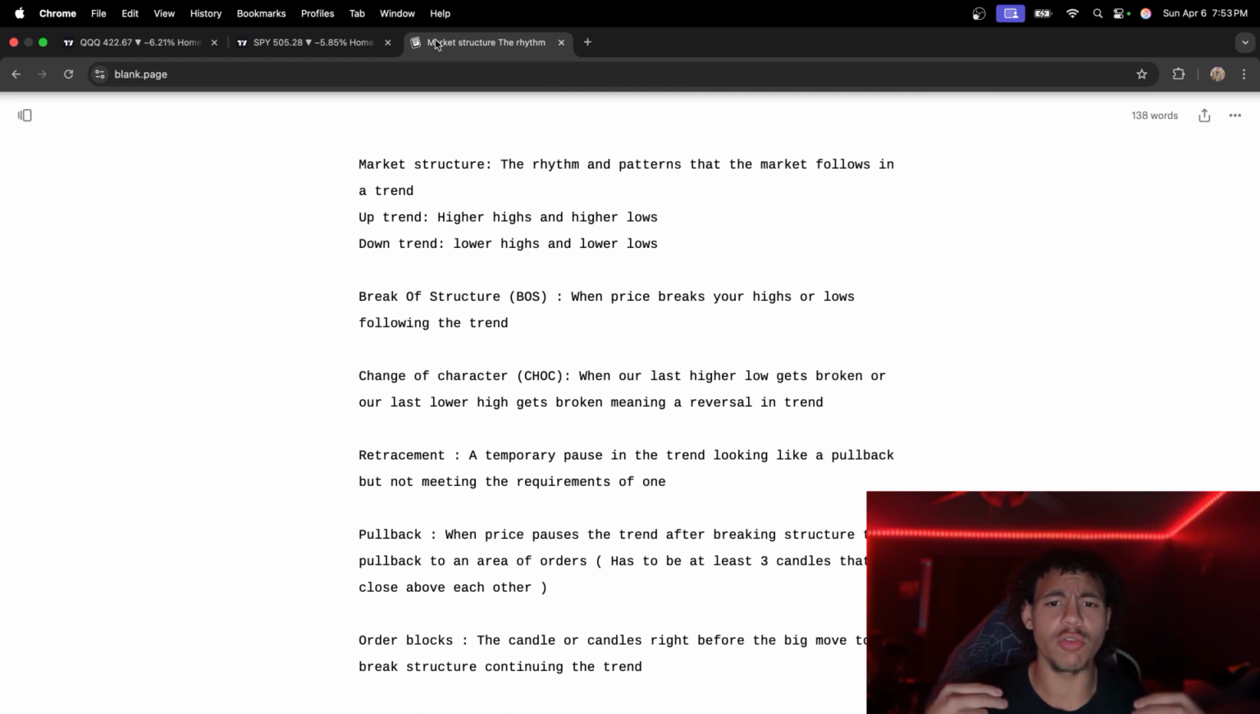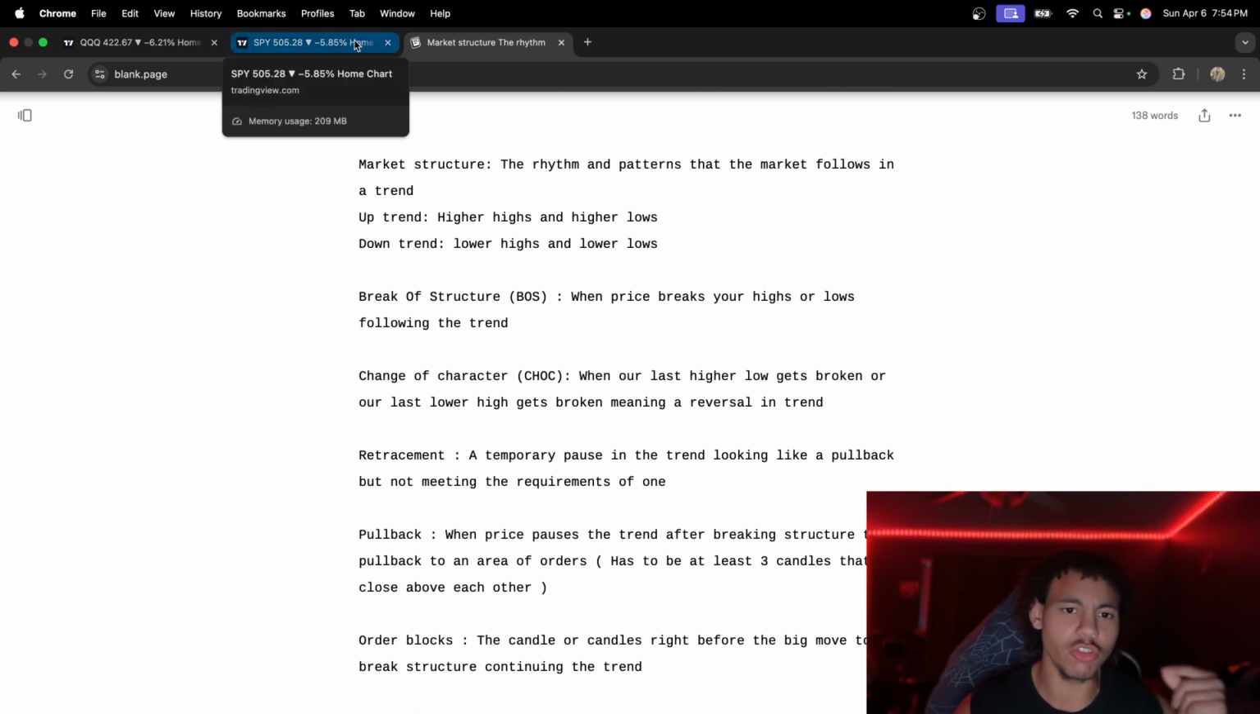Okay, so you will get break of structures in your higher highs and in your lower highs and lower lows. You will always get the break of structure in your trend. So what is a break of structure? When price breaks your highs or lows following the trend. Now let me show you a drawing example, and then I will show you an example in the market, okay?